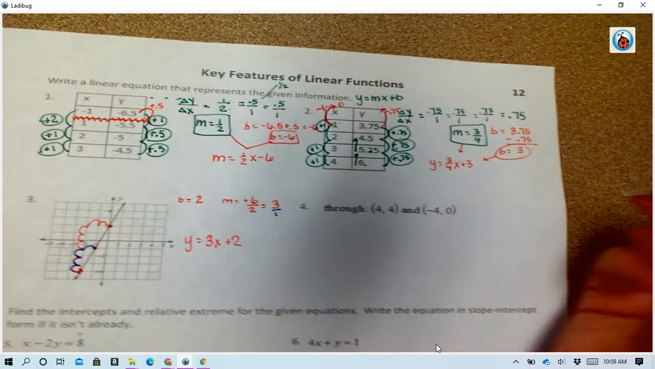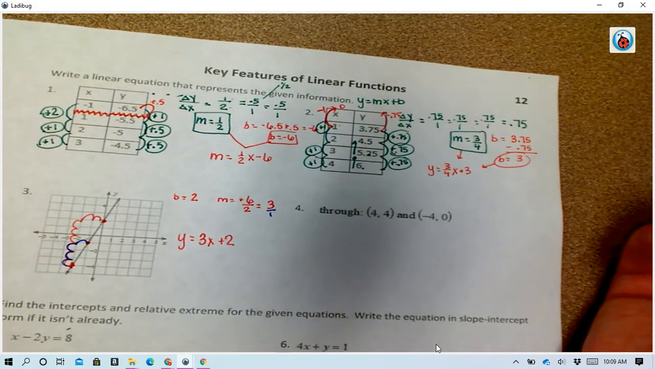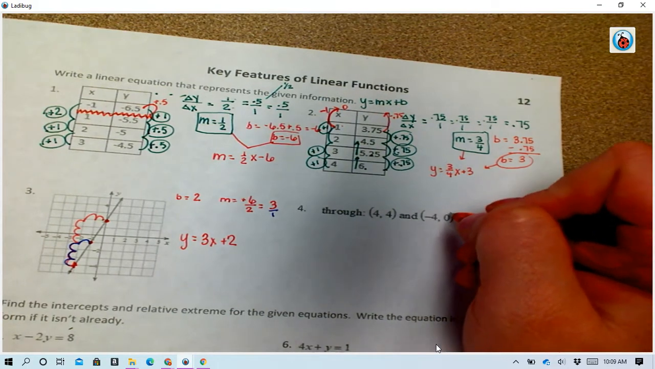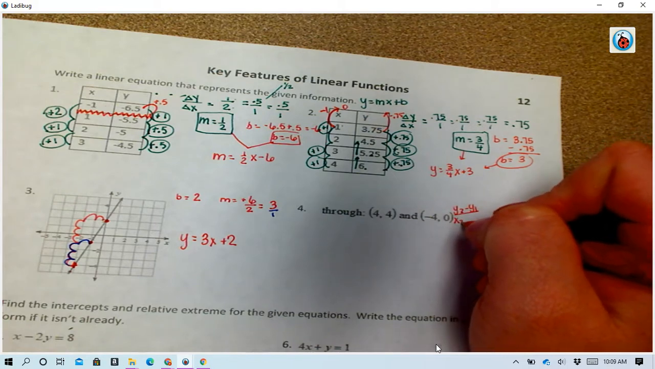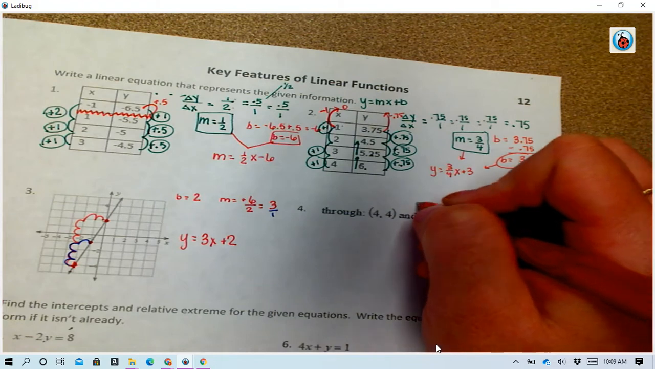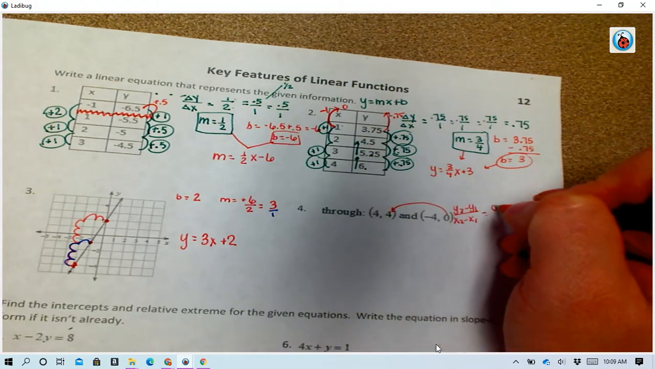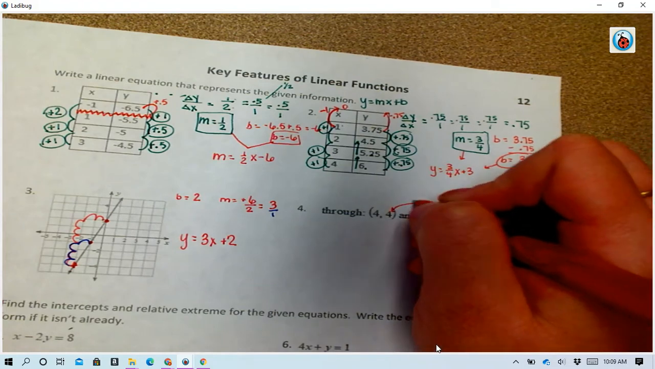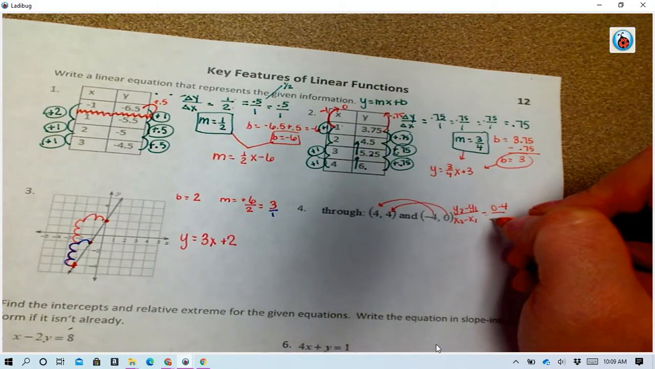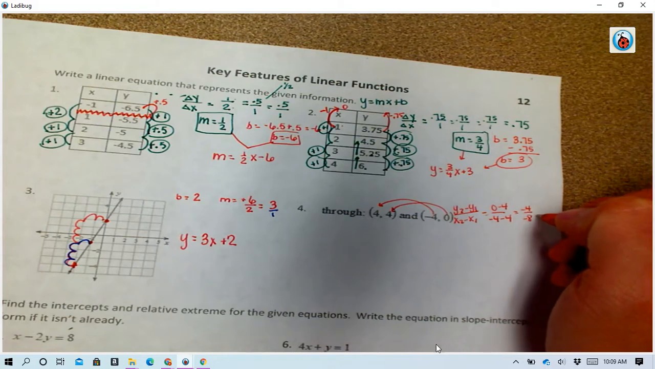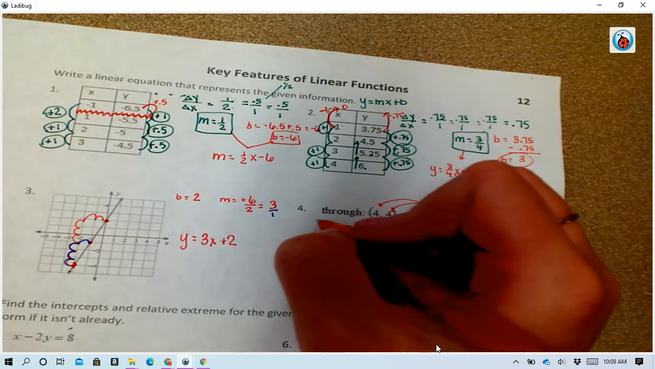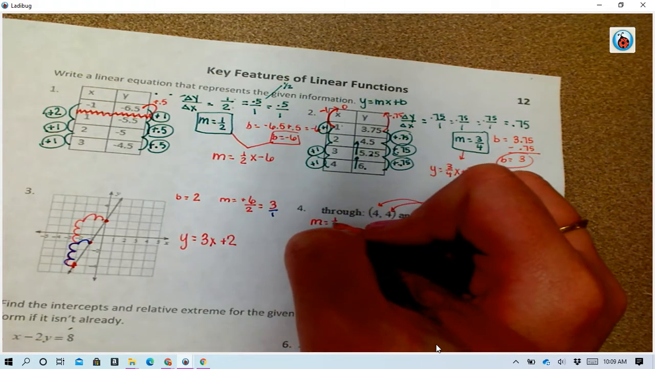Okay, number 4, we've got to do a lot of stuff here. So these are the steps. First thing we have to do is find the slope. Slope is y2 minus y1 over x2 minus x1. So 0 minus 4 over negative 4 minus 4. That gives me negative 4 over negative 8, which is positive 1/2. So we know that our slope is positive 1/2.